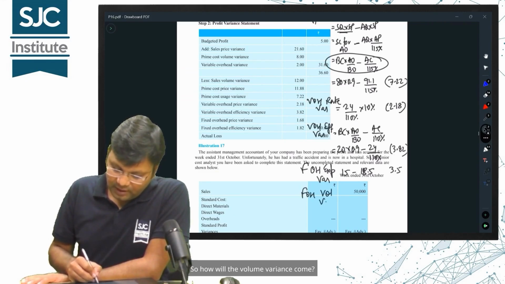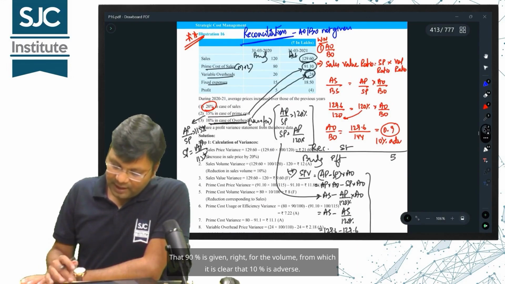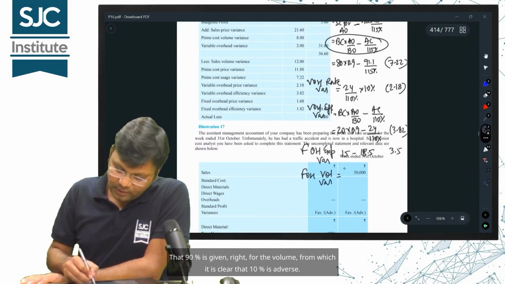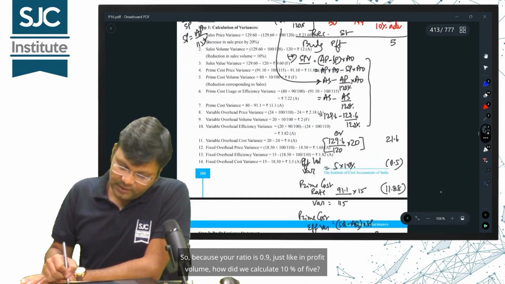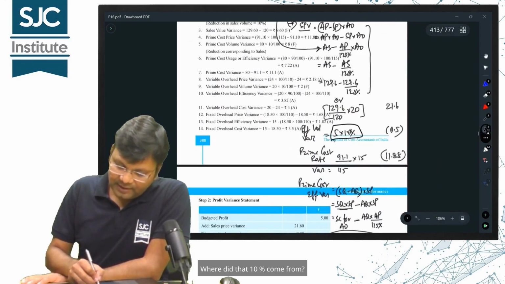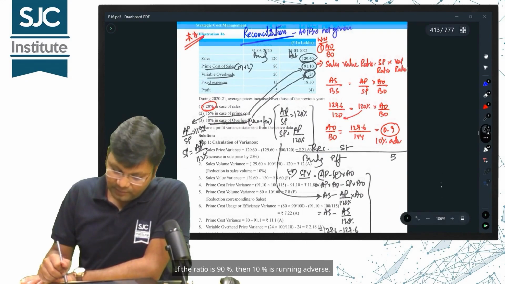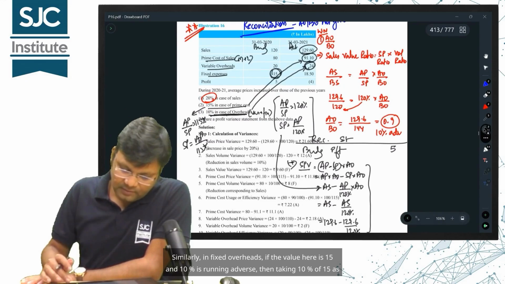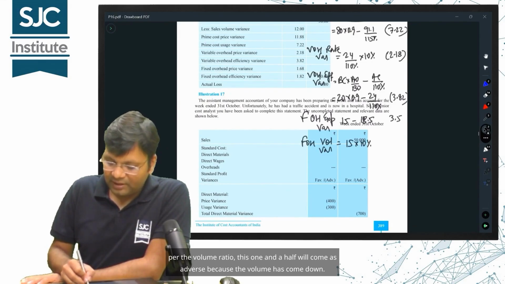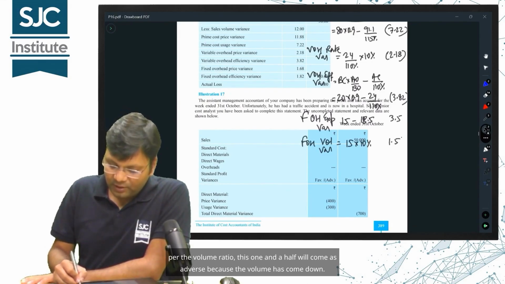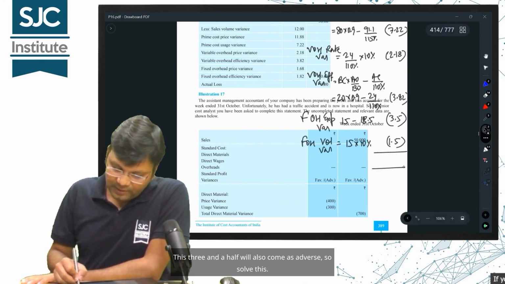So how will the volume variance come? That 90% is given, right, for the volume from which it is clear that 10% is adverse. Because your ratio is 0.9, just like in profit volume, how did we calculate 10% of 5? Where did that 10% come from? If the ratio is 90%, then 10% is running adverse. Similarly, in fixed overheads, if the value here is 15 and 10% is running adverse, then taking 10% of 15 as per the volume ratio, this 1.5 will come as adverse because the volume has come down. This 3.5 will also come as adverse, so solve this. See, the answer will come.